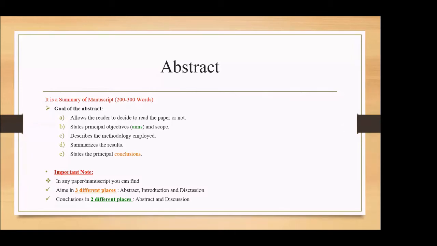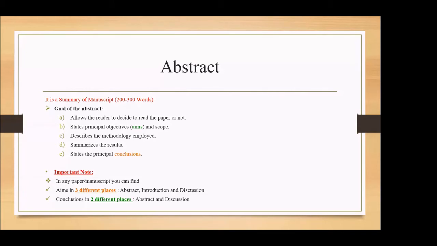Okay. What is the goal of the abstract? Why do we write an abstract? It allows the reader to decide whether to read the paper or not. So as I said before, if you are looking for an article, you read the title first. If you see that the title matches your interest, then you read the abstract, yes? Then you decide to read the paper or not, okay?